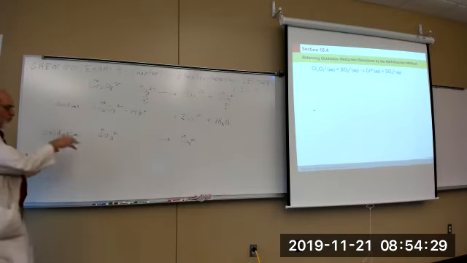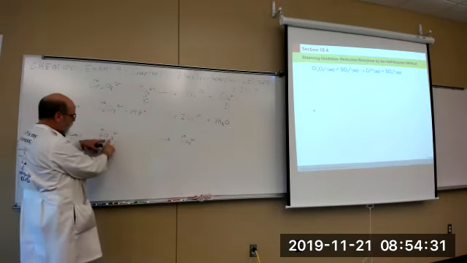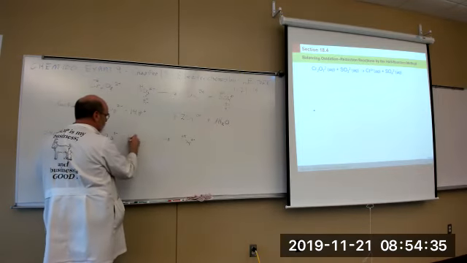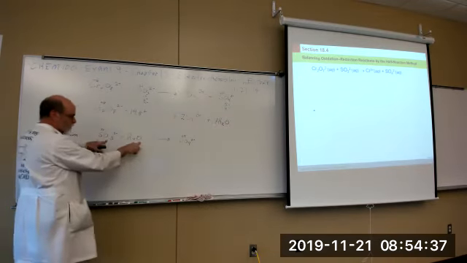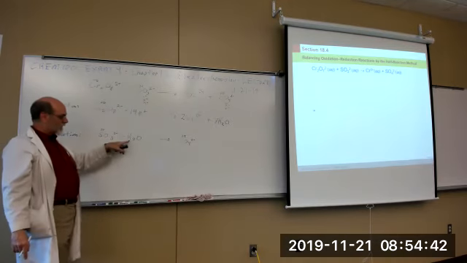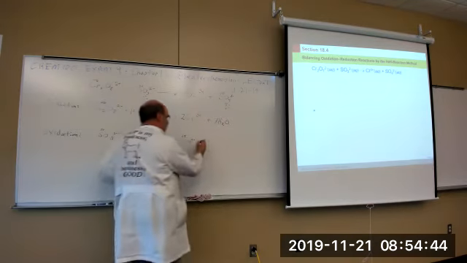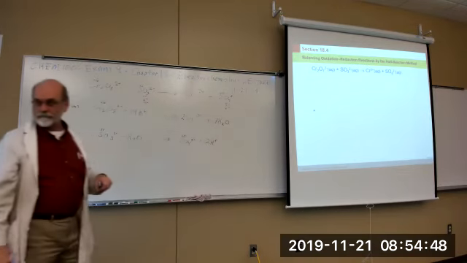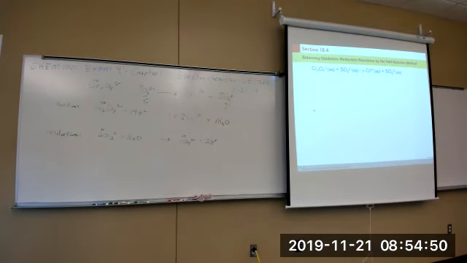Okay, so let's do this one. We've got 3 oxygens here, 4 oxygens there. We need a water on this side to give us 1 oxygen more to balance the 4 oxygens. Now we've added 2 hydrogens. We have to have 2 hydrogens on this side, and we add those as protons. Okay, so now we've got oxygens and hydrogens balanced for both half reactions.